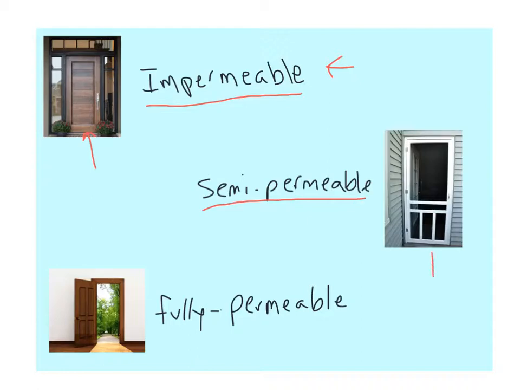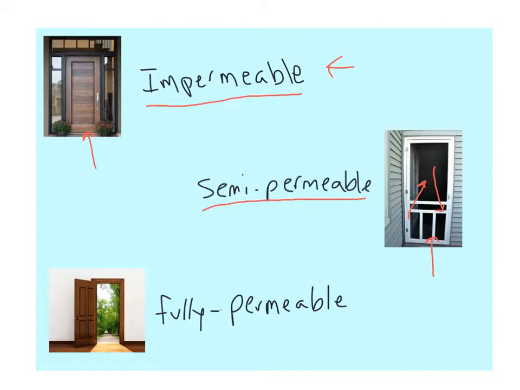And that's like having a door, but a screen door. So this is a door that's selectively or semi-permeable. People still can't get through it. Bugs can't get through it. But air, oxygen, and CO2 can easily move through that screen door.